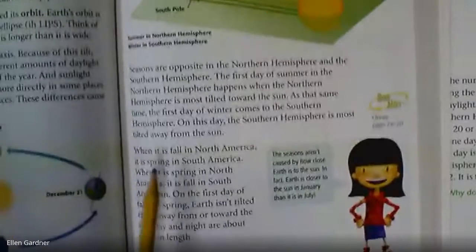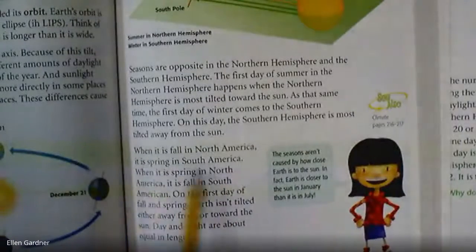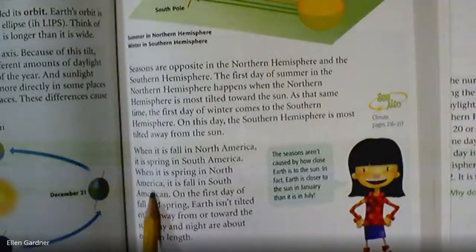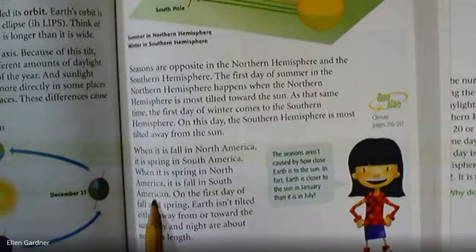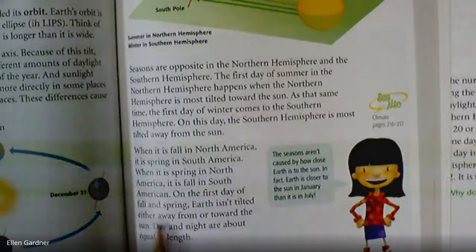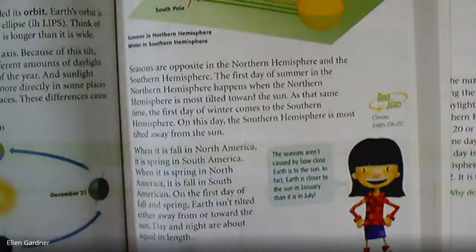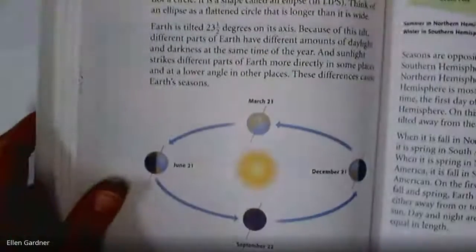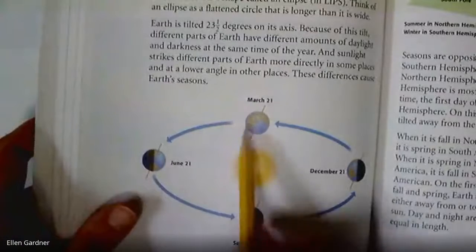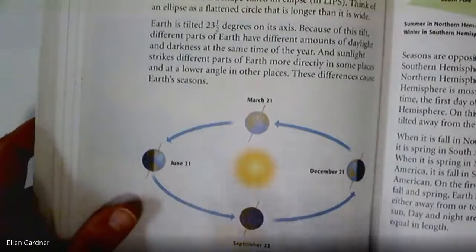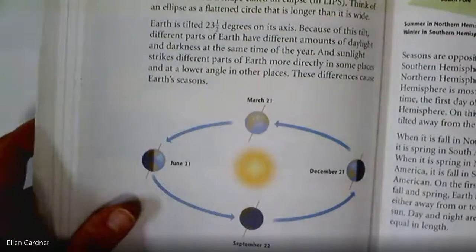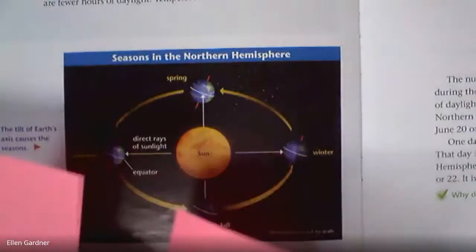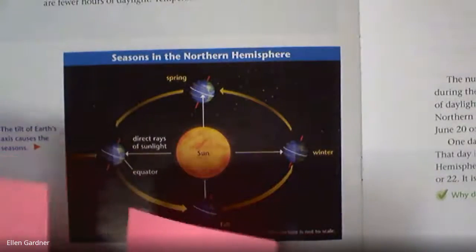When it's fall in North America, it is spring in South America. When it's spring in North America, it's fall in South America. On the first day of fall and spring, Earth isn't tilted either away from or toward the sun. Day and night are about equal in length. It's not the super long or short days of daylight. Okay, that is all for this video.